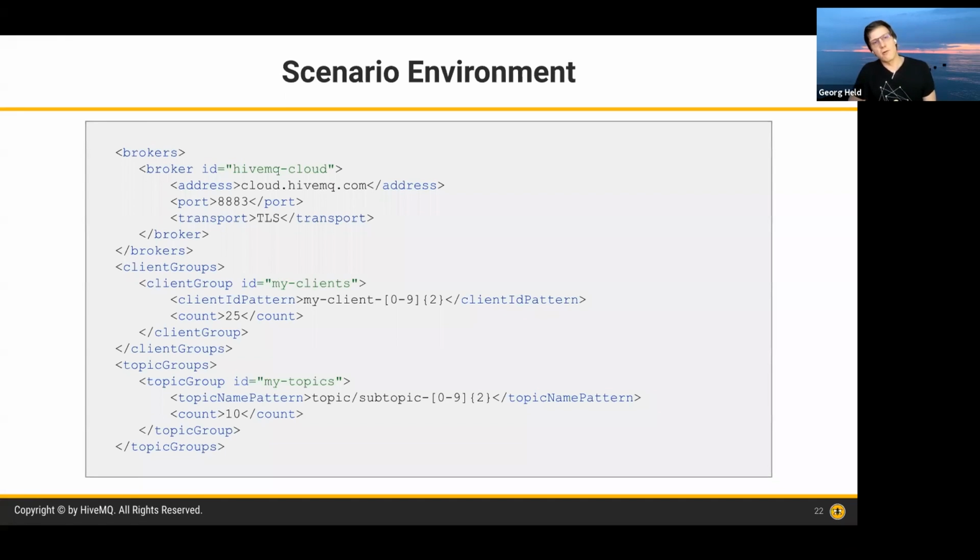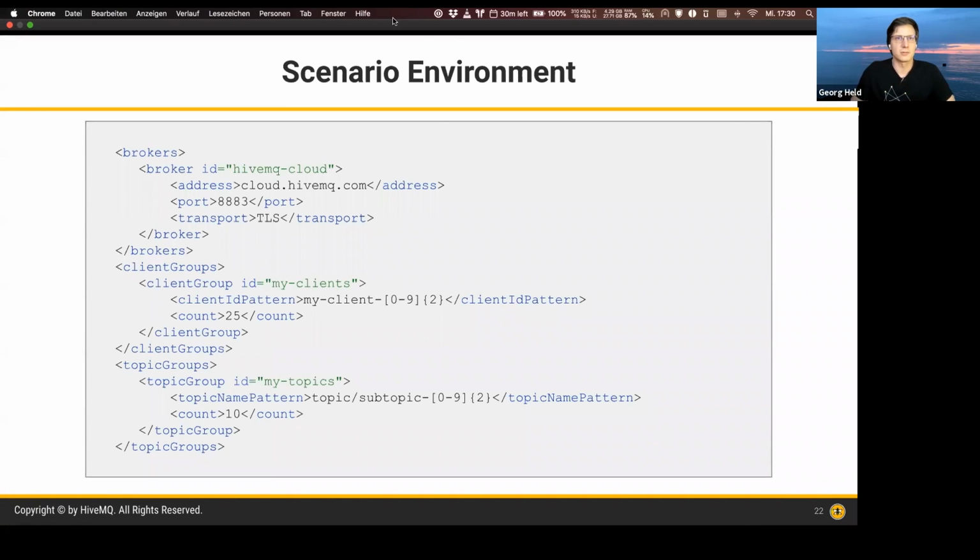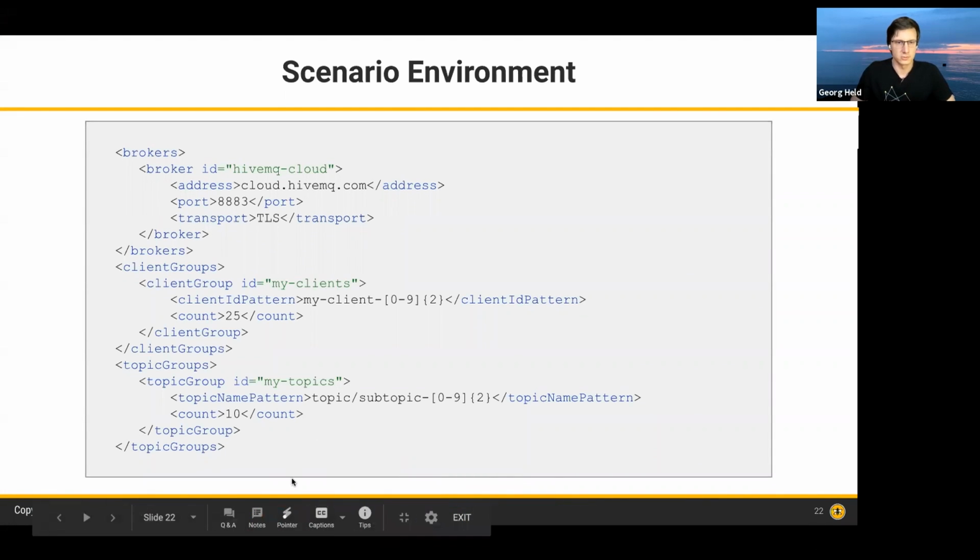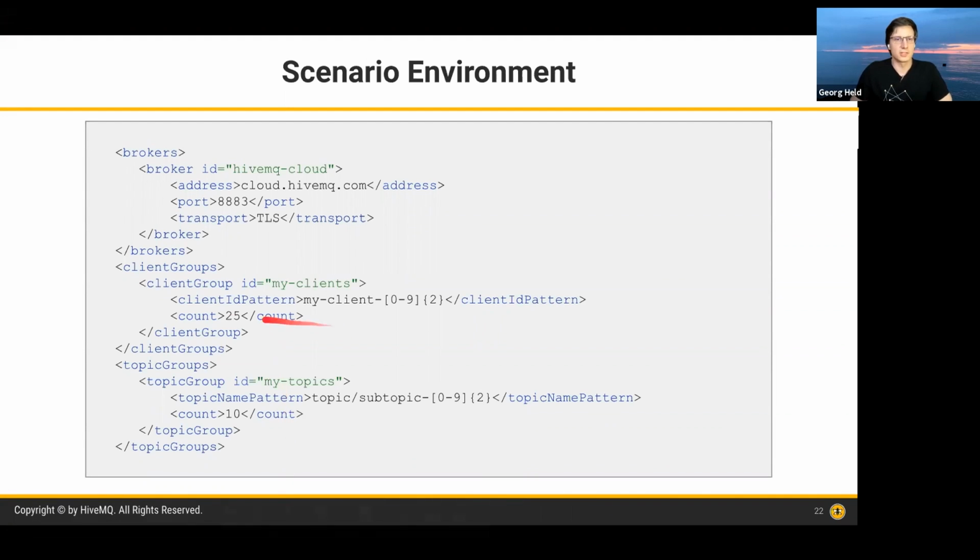Then you say, I want my client groups. In this case, it is very basic. We just want 25 clients. Let me just get my mouse pointer. I hope I can, like this. So we just want 25 clients, and you just say, here be 25 clients. They have this client ID pattern. This is expanding, so that we have 25 unique client IDs at the end.